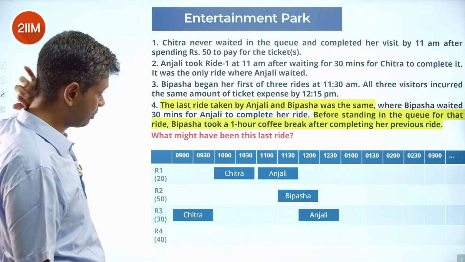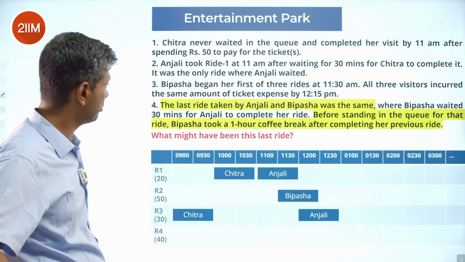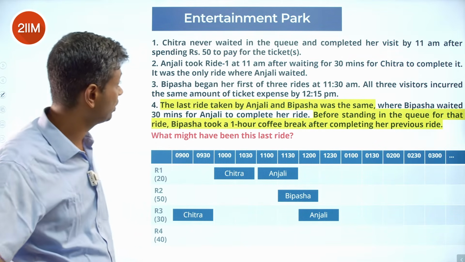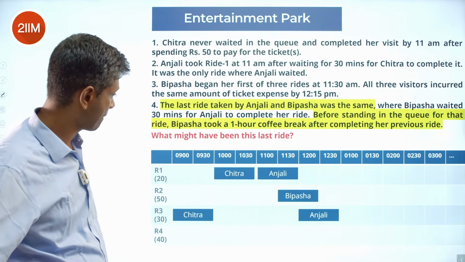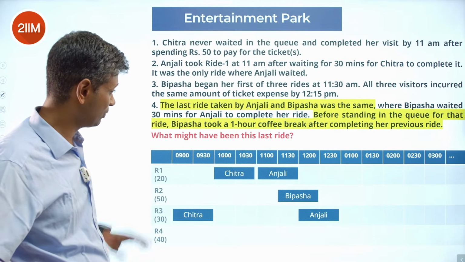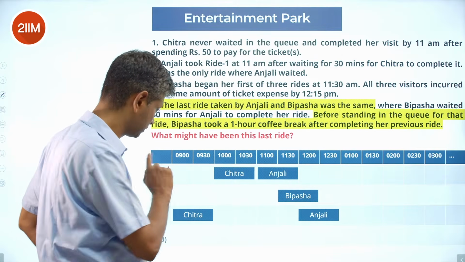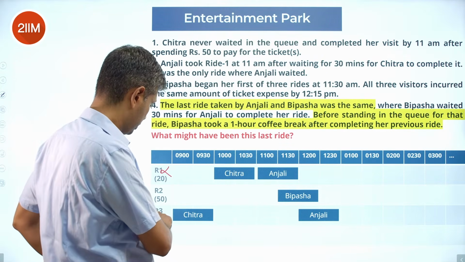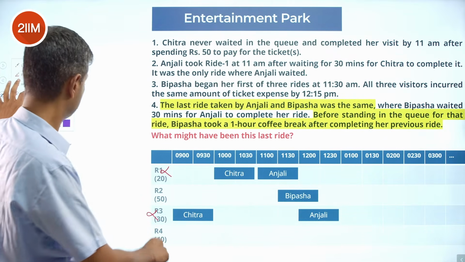The last ride taken by Anjali and Bipasha was the same, where Bipasha waited 30 minutes for Anjali to complete her ride. The last ride both of them took was the same. Anjali took ride 1 to complete. Chitra has taken 2 rides, she is off. The last ride taken by Anjali is not this. It's not this. Or it could be this. Give me a second.